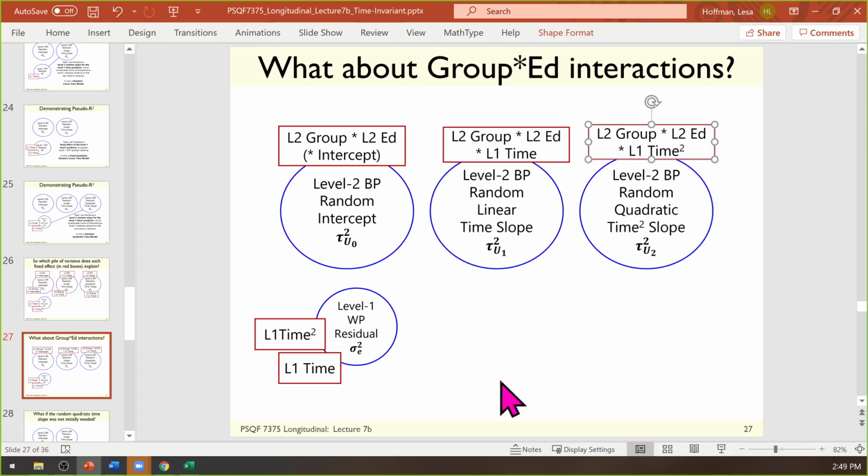So cross-level interactions are designed to explain the random slope variance of the level 1 predictor in the interaction. Because time has a random slope variance, interactions with time explain that variance. Because time squared has its own random slope variance, interactions with time squared explain that variance. Okay, with me?